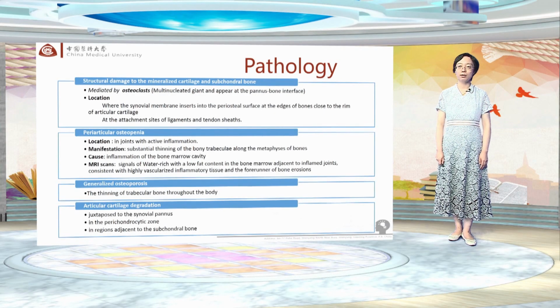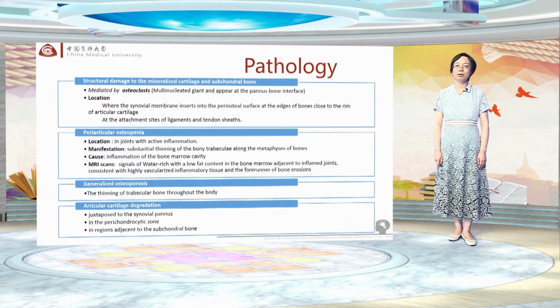Another form of bone loss is periarticular osteopenia. It occurs in joints with active inflammation, and it likely results from inflammation of the bone marrow cavity. These lesions can be visualized on MRI scans. Generalized osteoporosis is a third form of bone loss found in patients with RA. It results in the thinning of trabecular bone throughout the body.